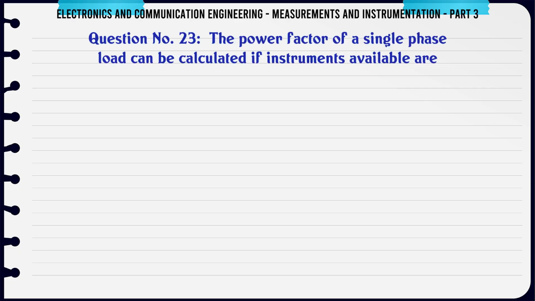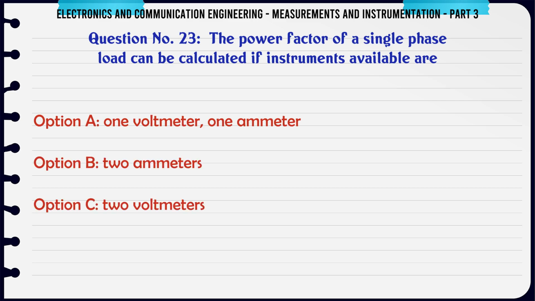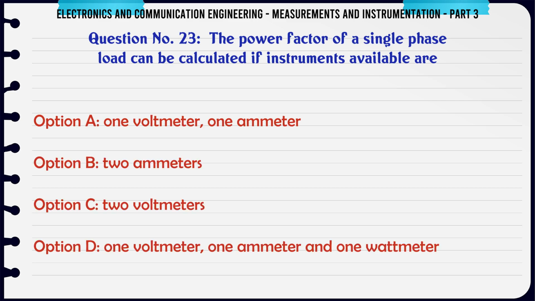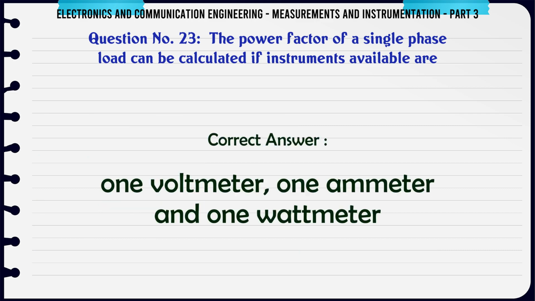The power factor of a single-phase load can be calculated if instruments available are: A, 1 voltmeter 1 ammeter; B, 2 ammeters; C, 2 voltmeters; D, 1 voltmeter 1 ammeter and 1 wattmeter. The correct answer is 1 voltmeter 1 ammeter and 1 wattmeter.